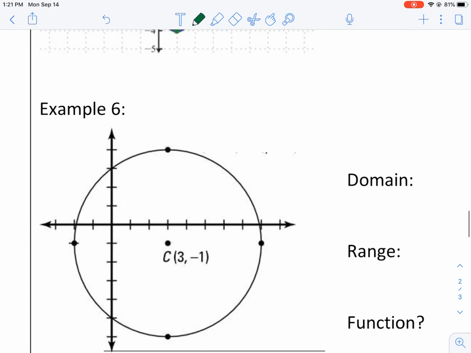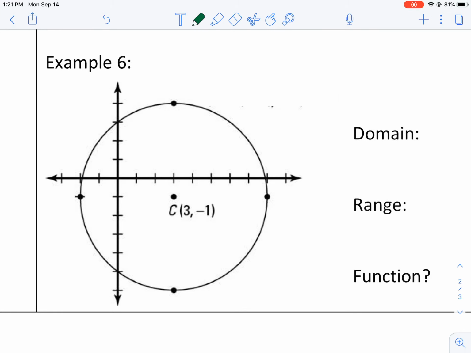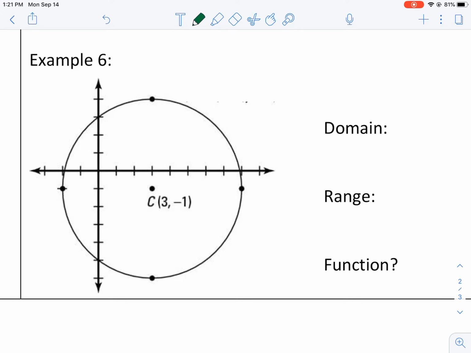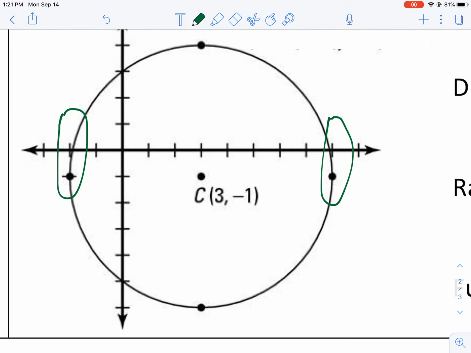All right, example 6, we're almost done. Example 6, we have a circle. And so we want to do the same thing that we did before. We want to do our domain and range. So remember, domain is left to right. So for domain, we're looking at the farthest left point on the graph and the farthest right point on the graph. So we need to count here, right?